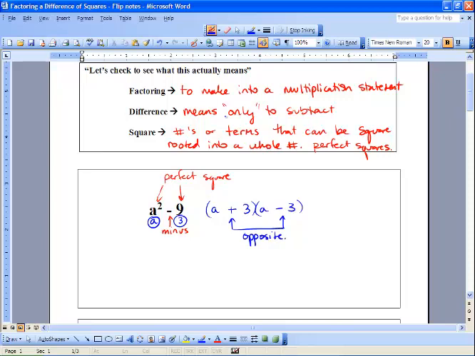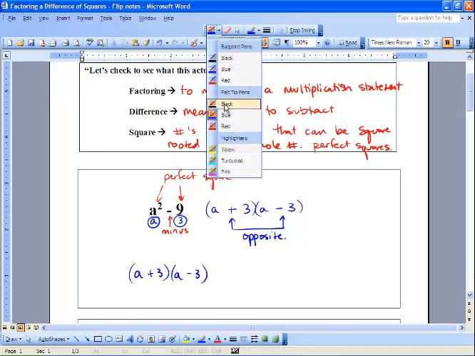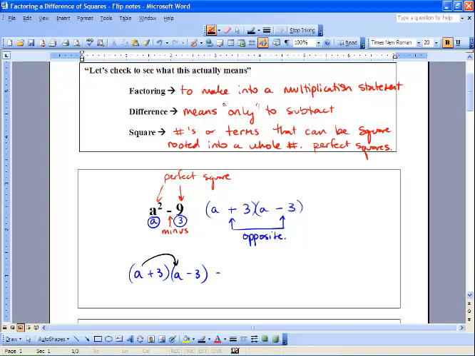And now we have our factors of a squared minus 9. You can always check your answer by FOILing. We go a times a, which is a squared. A times negative 3 is negative 3a. And a times 3 is positive 3a. And then 3 times negative 3 is negative 9. Now you're going to see that negative 3a and positive 3a cancel each other out, and we just get a squared minus 9. So it works out. Let's try one more.